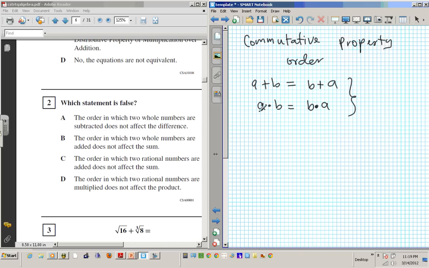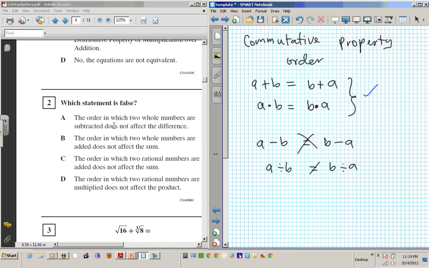But guess what? For the opposite of these operations, it does not apply. So A minus B is not always equal to B minus A. This is not always the case. And A divided by B is not always equal to B divided by A. It's not always the case. Okay, so which one always works? We know that for addition and multiplication, the commutative property holds.